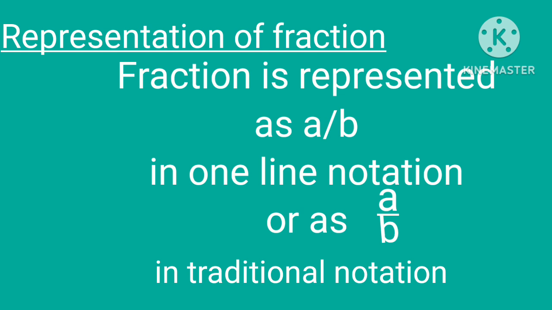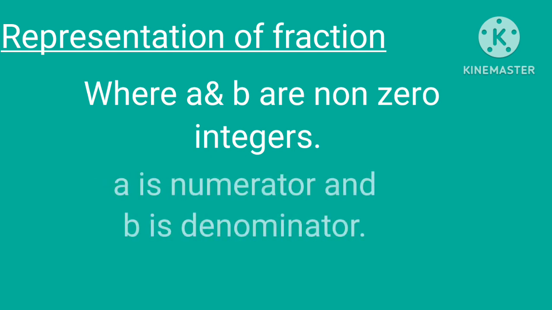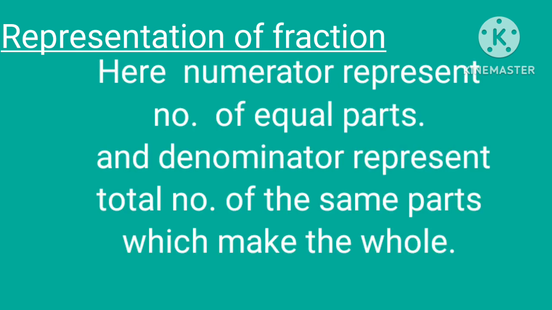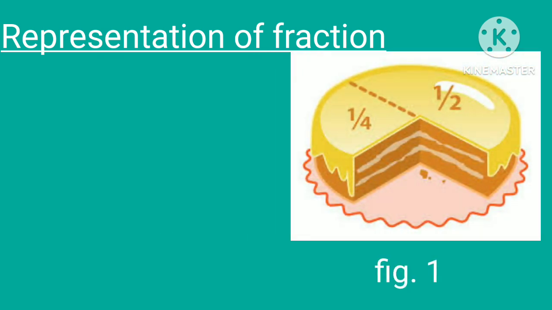Fraction is represented as a/b in one line and as a upon b in traditional notation, where a and b both are non-zero integers. A is numerator and b is denominator. Here, numerator represents the number of equal parts and the denominator represents the total number of the same parts which make the whole. Let's understand the representation of fraction with one example.